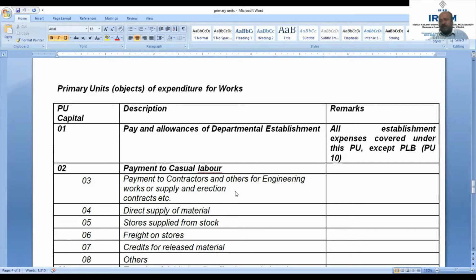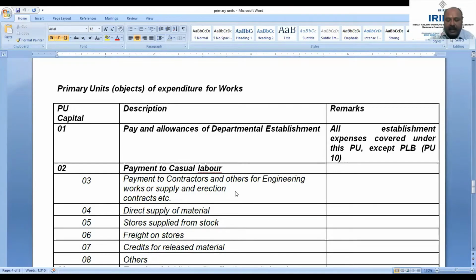Here, all establishment PUs are stock PUs on the revenue side, 0, 1 to 16 and 20, 25. But here, all staff related expenses, whether it is pay, DA, HRA, are in only PU 01, except PLB, the productivity linked bonus. For PLB, it is PU 10. And 02 is the payment to casual labor, which is not relevant, not operating now.